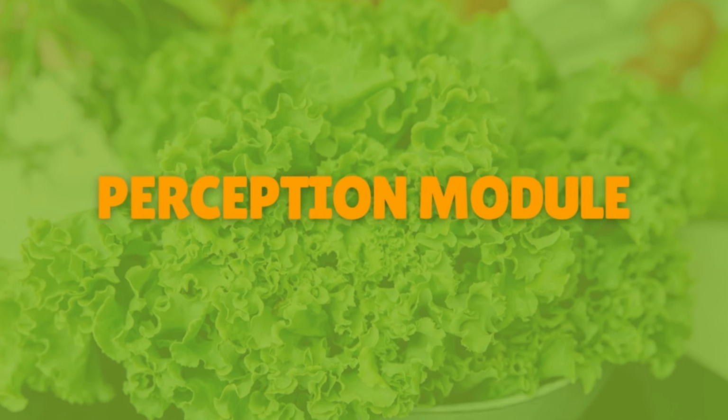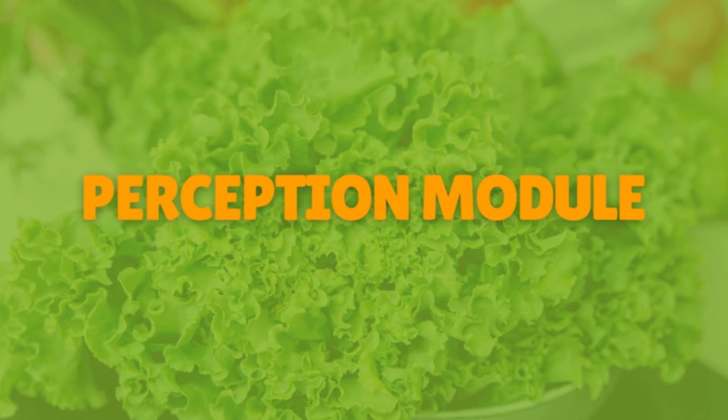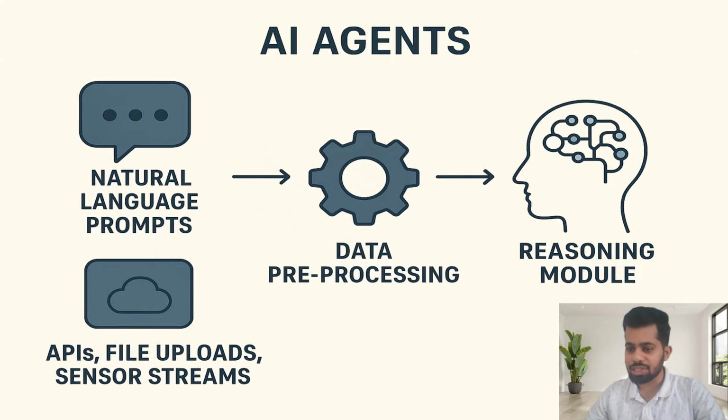Coming to the perception module, this subsystem takes input signals from users, like natural language prompts, or from external systems, like APIs, file uploads, or sensor streams, and it performs data preprocessing to create datasets in a format interpretable by the agent's reasoning module. For example, in LangChain-based agents, the perception layer handles prompt templating, contextual wrapping, and retrieval augmentation by document chunking with embedding search.